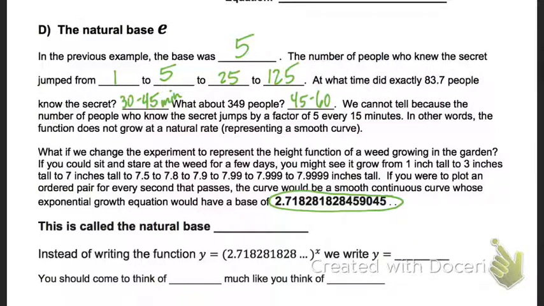If you have a base of 5, it has to hit increments. Like it hits at 1, at 5, at 25. If you have a base of E, which is this magic number, it hits at every single little point. Every point, and it doesn't take any breaks. It hits at every single second. It's like natural growing. It's really cool. So this is called a natural base E.